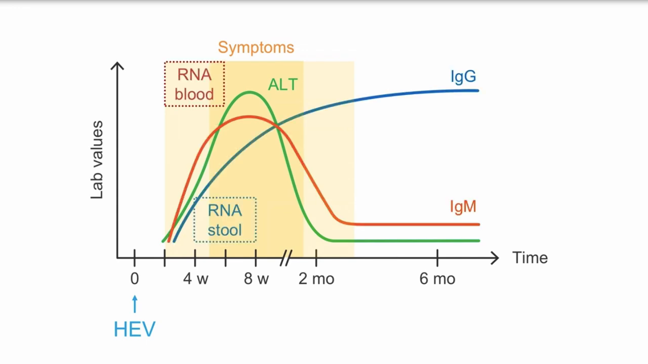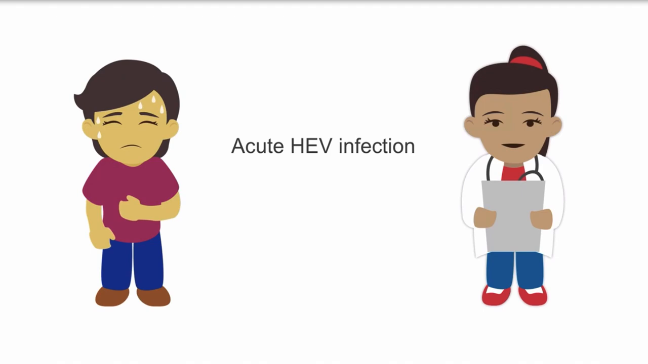Her ALT is very high, which signifies serious liver damage. Anti-HEV IgM and IgG are both positive, and we could detect RNA in Hannah's stool. Based on these results, we can conclude that Hannah is most likely in the early phase after infection. So Hannah is suffering from an acute hepatitis E infection. Let's see our next patient.